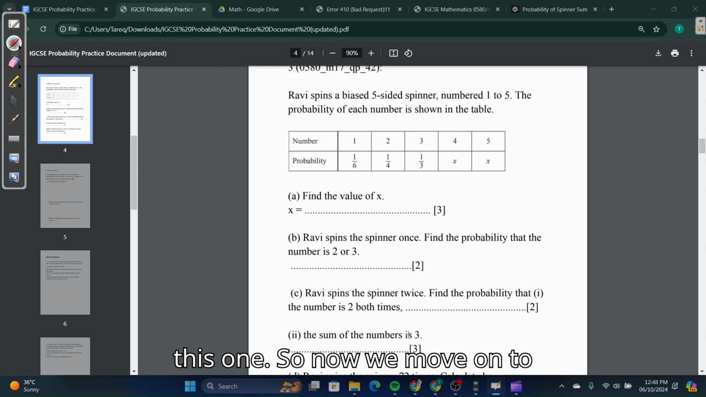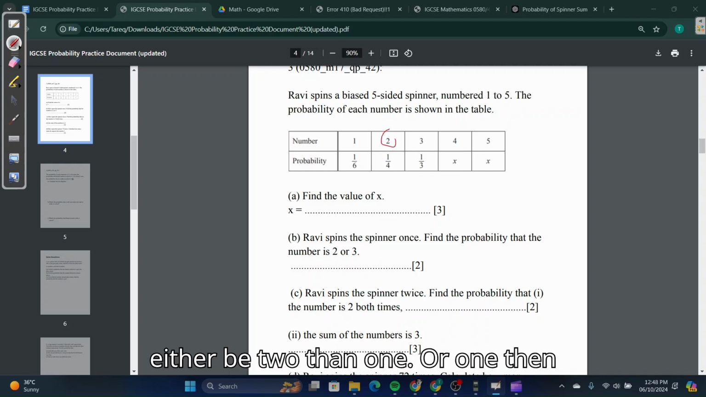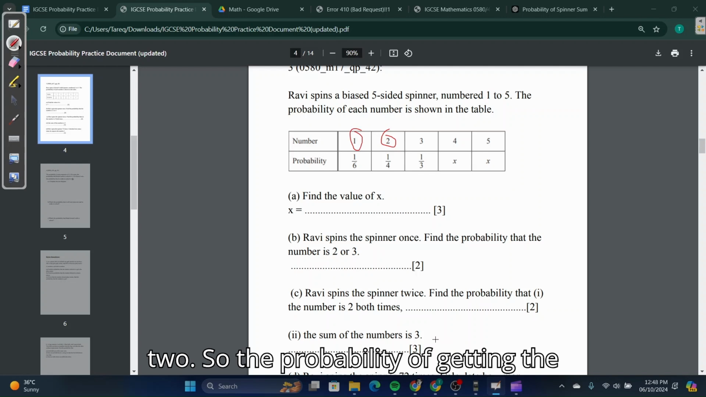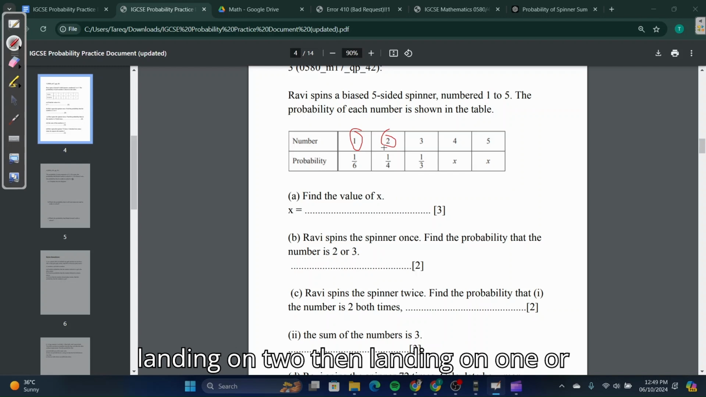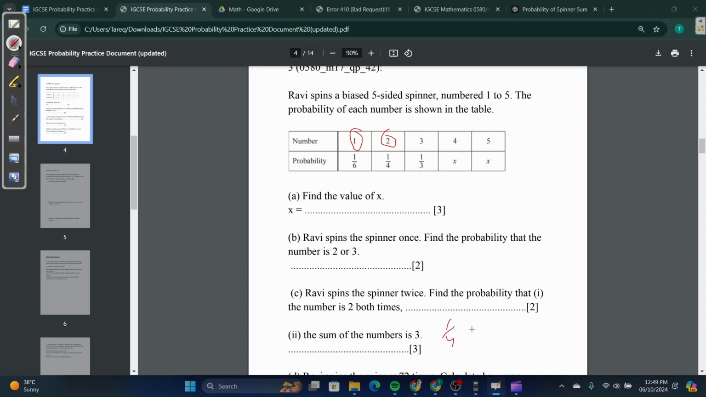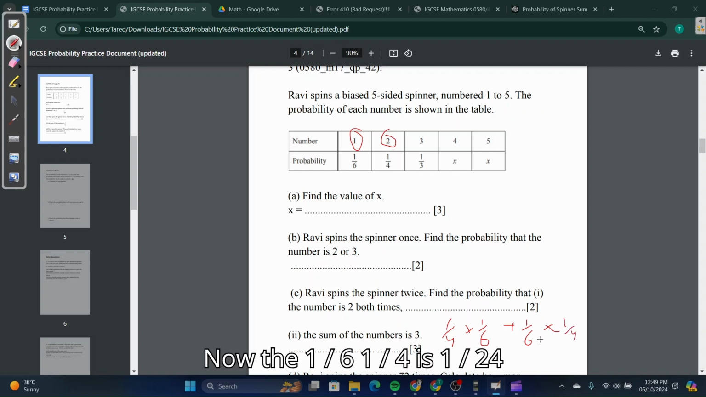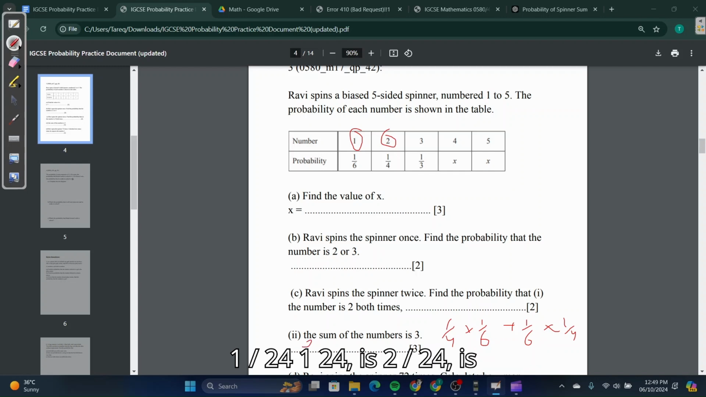So now we move on to double I. Ravi spins the spinner twice. That's what the question gave us, and they want the sum to be 3. So it can either be 2 then 1 or 1 then 2. So the probability of getting the sum of 3 is the probability of landing on 2 then landing on 1, or landing on 1 then landing on 2. So 1 over 4 times 1 over 6 plus 1 over 6 times 1 over 4. Now 1 over 6 times 1 over 4 is 1 over 24, and 1 over 4 times 1 over 6 is 1 over 24. So it's going to be 1 over 24 plus 1 over 24, which is 2 over 24, which is 1 over 12. But I'll leave it as 2 over 24.